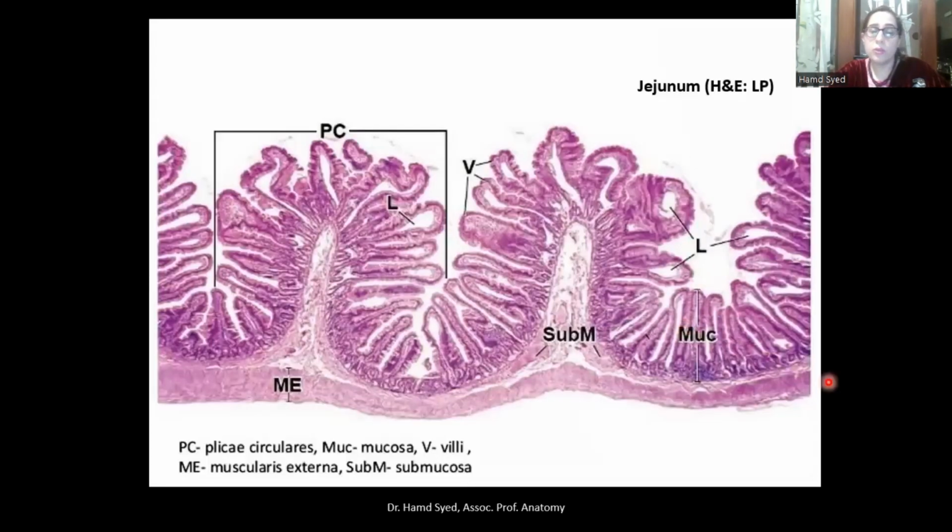Now here is a histomicrograph in front of you taken from the jejunum. This is the hematoxylin eosin stain. You're looking at it through the lower power of the microscope. And here you can see, if you just follow the pointer, this whole area is one plicae circularis. And this constitutes the innermost layer, which is the mucosa, and then the layer beneath it, which is the submucosa. So plicae circularis consists of mucosa plus submucosa. And then external to that comes the muscularis externa.